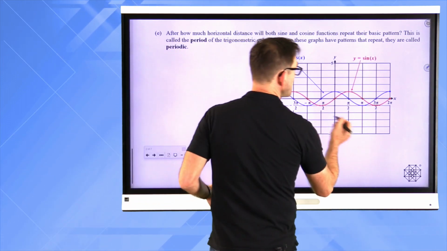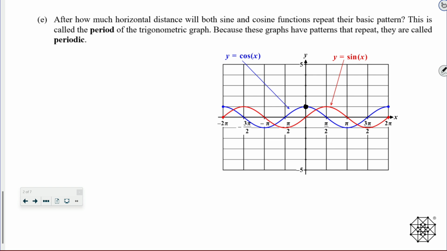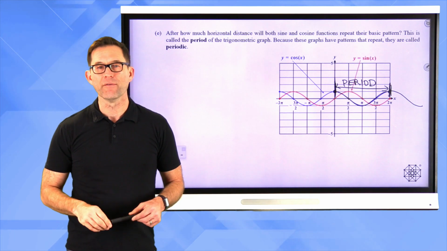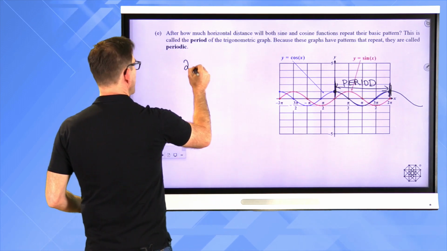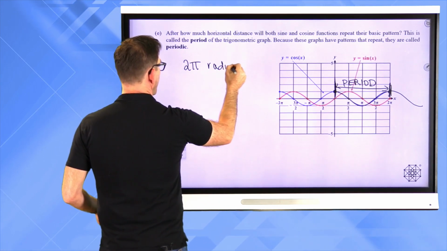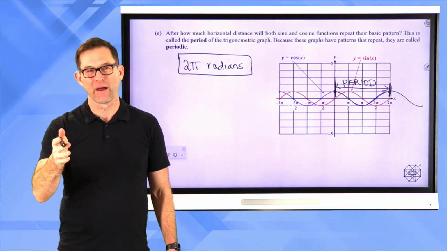What we're saying here is, let's say that we just take, I'm going to go with black, this and we start to draw out this cosine curve. Right here, it would start to repeat. This is what's called the period. It is how long it takes before the fundamental waveform repeats itself. And that is, for both of them, 2 pi radians. And that makes sense because that's how far we have to travel around the unit circle.